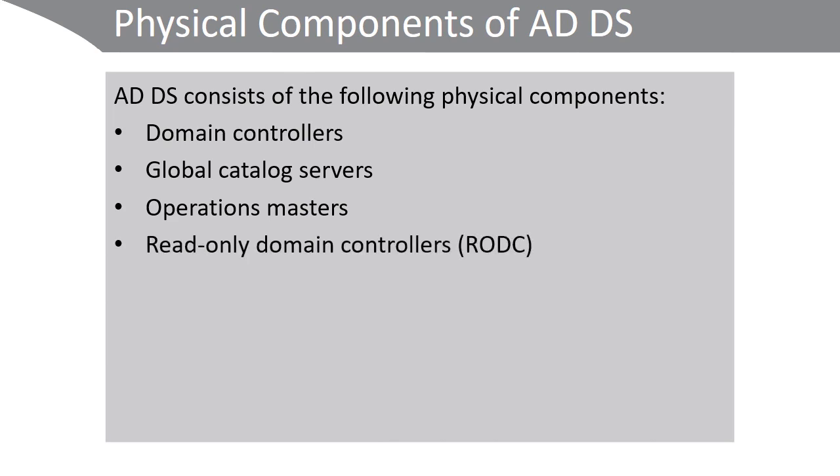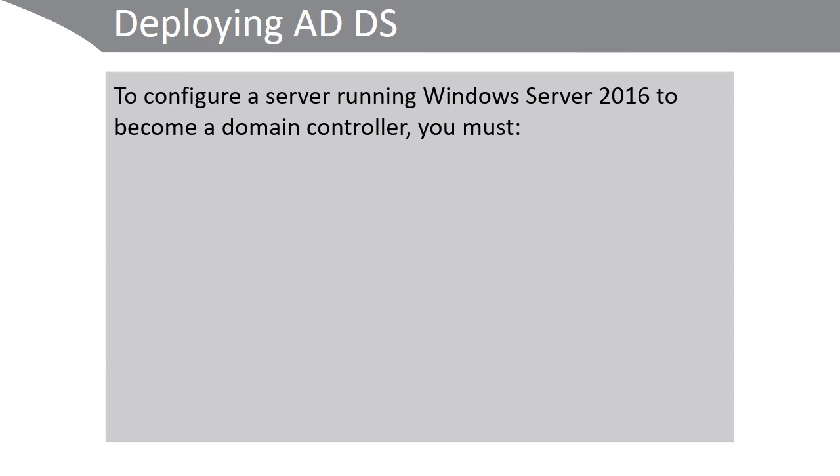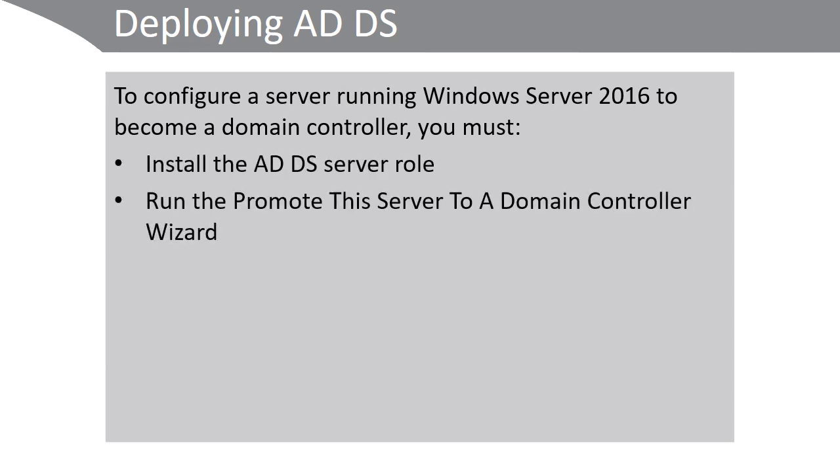For branch offices, you may decide to deploy read-only domain controllers. This provides for additional security at locations that may lack physical security that you have in the headquarters offices. To deploy Active Directory, you must configure a server running Windows Server 2016 to become a domain controller. To do this, install the ADDS server role. Then run the Promote this server to a domain controller wizard.